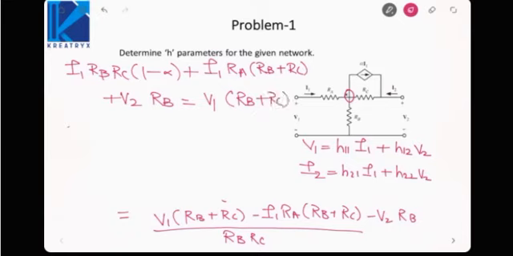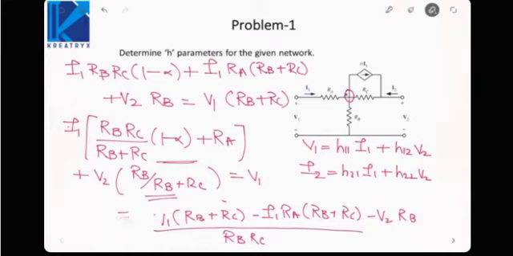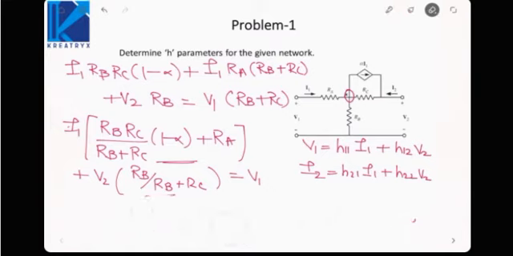To find V1, we will divide both sides by Rb plus Rc. So it will be I1 times [Rb Rc over Rb plus Rc times (1 minus alpha) plus Ra] plus V2 Rb over Rb plus Rc. That is actually equal to V1. So this term will be H11, this will be H12. Next we have to determine the relationship between I2, I1 and V1.